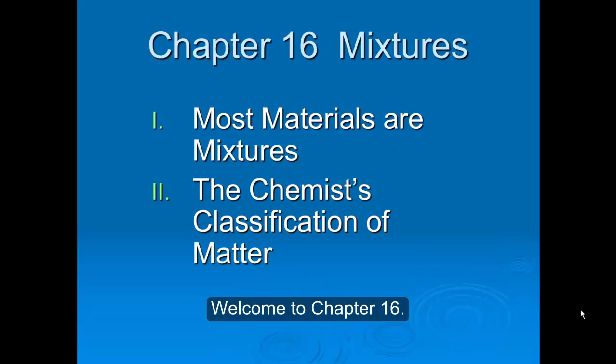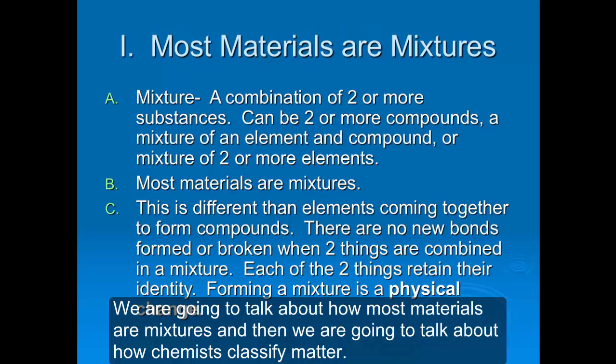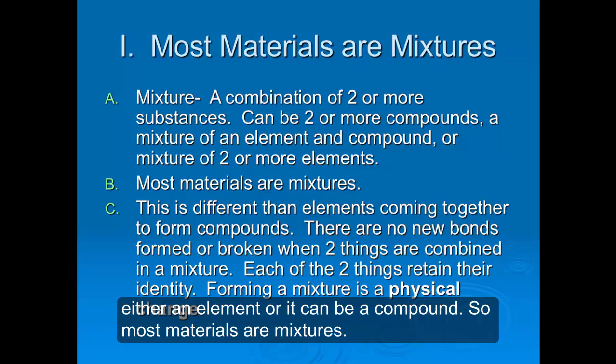Welcome to Chapter 16. We're going to talk about how most materials are mixtures, and then we're going to talk about how chemists classify matter. So a mixture is going to be a combination of two or more substances, and a substance can be either an element or it can be a compound. So most materials are mixtures.